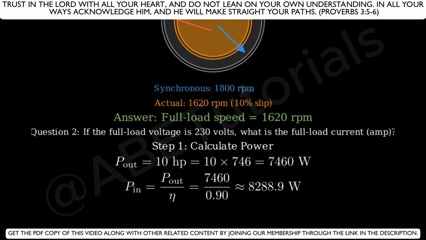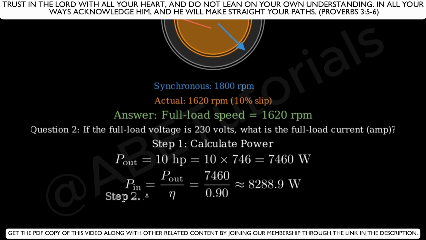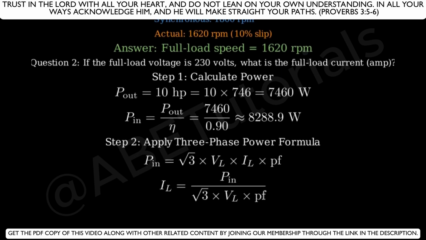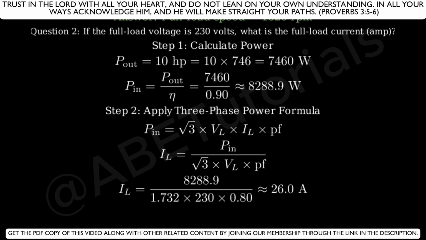Rearranging to solve for current, we get current equals input power divided by square root of 3 times line voltage times power factor. Plugging in our values, we have 8,288.9 watts divided by 1.732 times 230 volts times 0.80, which gives us approximately 26.0 amps. Let's visualize what a three-phase system looks like. In a three-phase system, we have 3 sinusoidal voltages that are offset from each other by 120 degrees. In a balanced system like ours, each phase carries equal current, but they're out of phase with each other. So, the full load current of our motor is 26.0 amps.